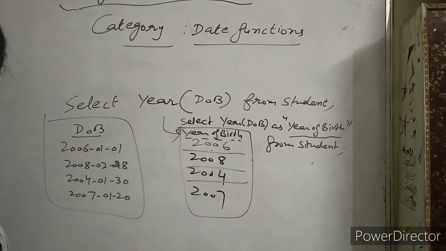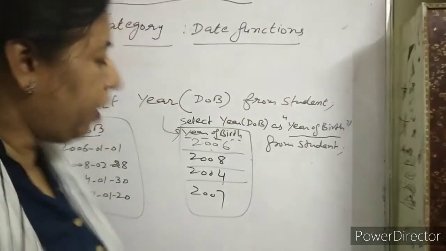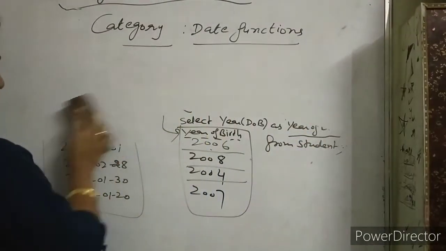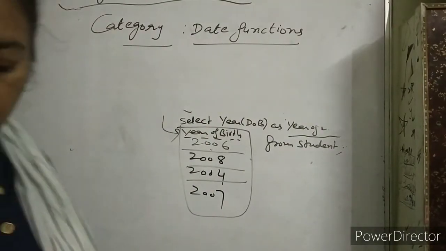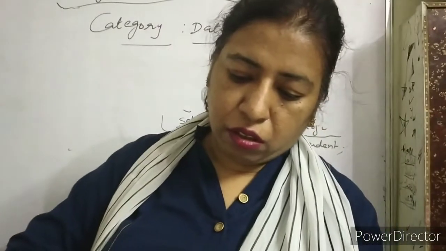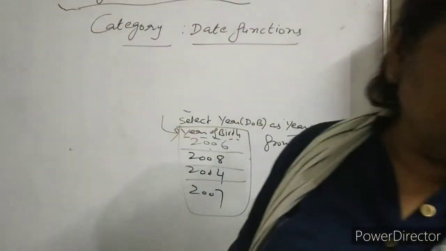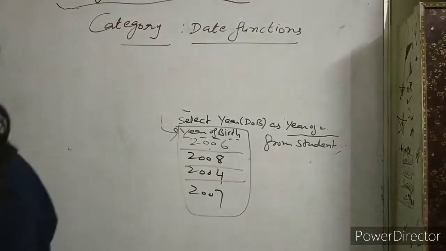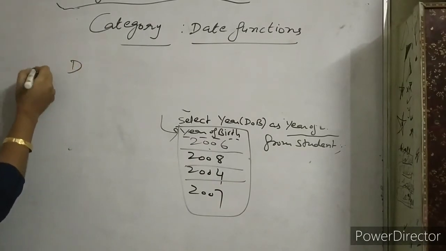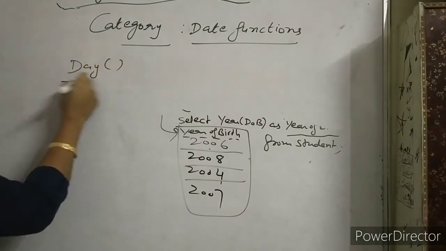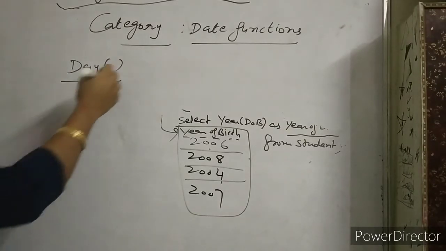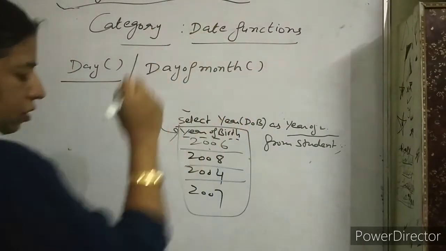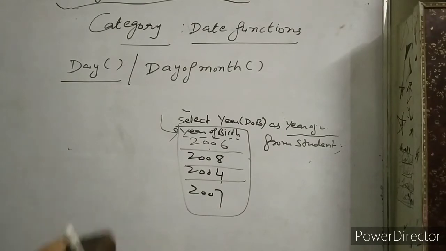Next is, after the year function, we have the day function. What is the number of the function? 7 or 8. Write down the number yourself. I don't remember which one is the function number. Day. Day can be used as DAYOFMONTH. Day of month. What does this function return?